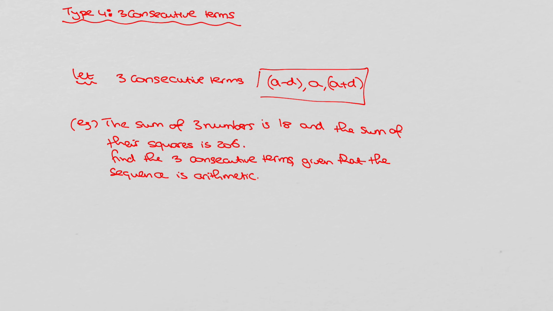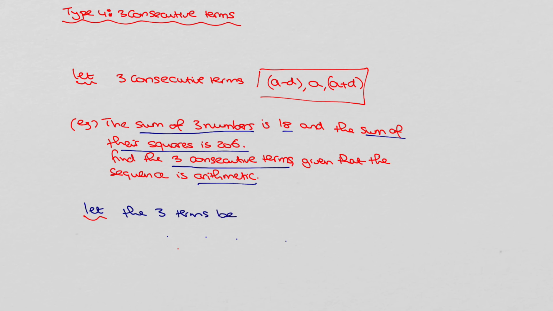Okay, so in the example we're told that the sum of 3 numbers is 18 and the sum of their squares is 206. So we have the sum of 3 numbers is 18 and the sum of their squares is 206. And we're to find the 3 consecutive terms given that the sequence is arithmetic. So the fact that it's arithmetic, we start by saying, let the 3 terms be a minus d, a, and a plus d.